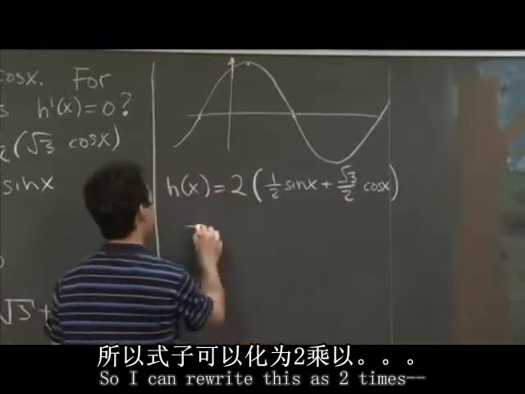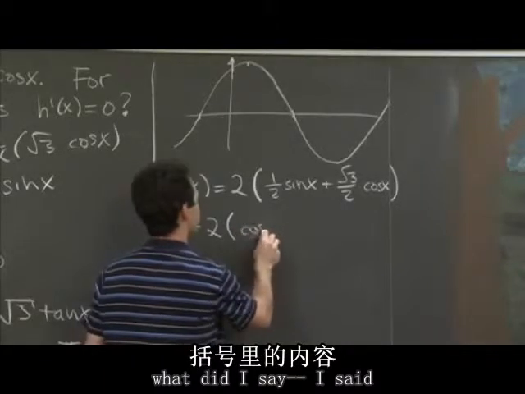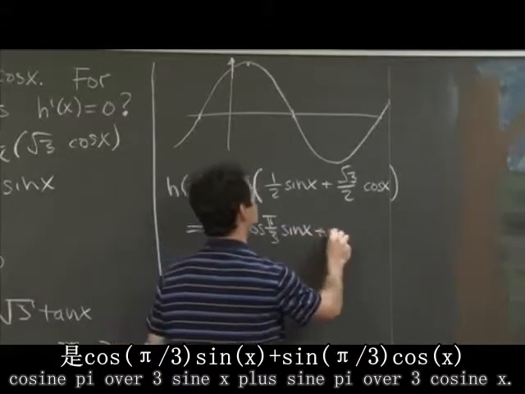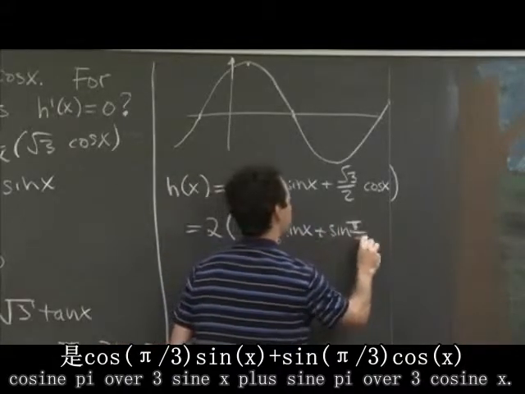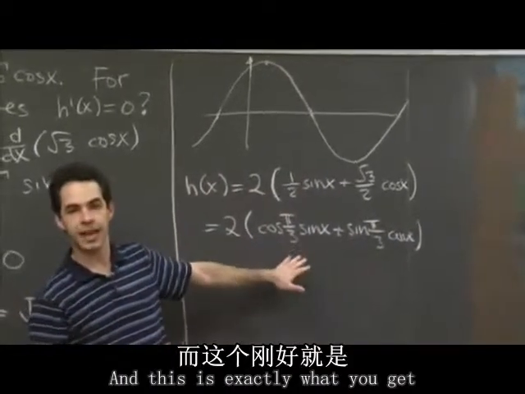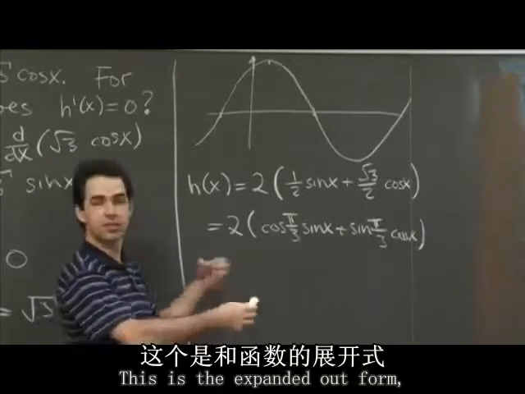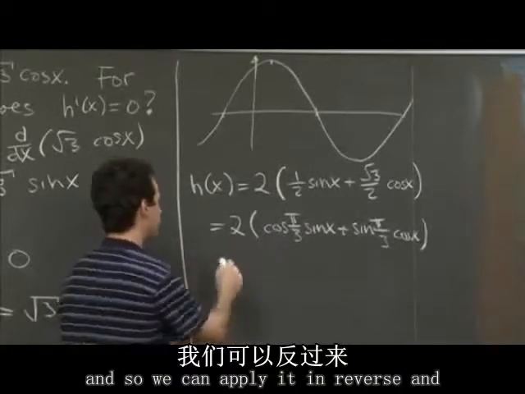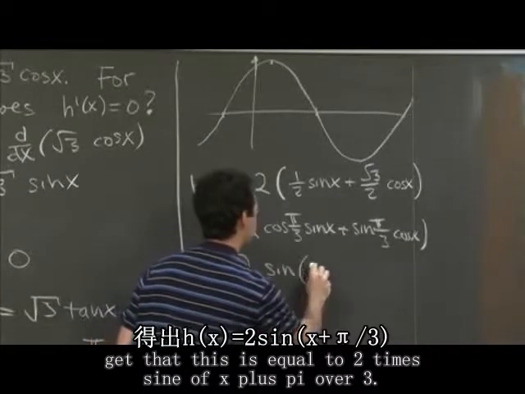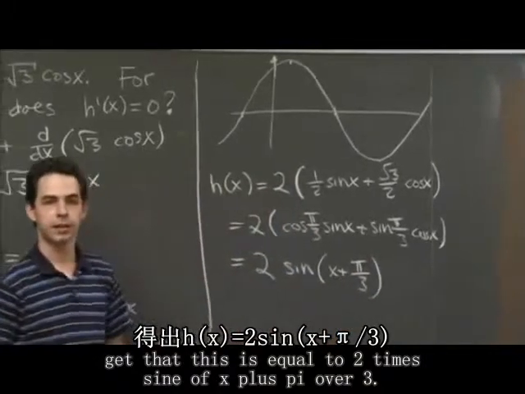So I can rewrite this as 2 times, what did I say? I said cosine pi over 3 sine x plus sine pi over 3 cosine x. And this is exactly what you get when you do the angle addition formula for sine. This is the expanded out form. And so we can apply it in reverse and get that this is equal to 2 times sine of x plus pi over 3. So far we haven't done any calculus.